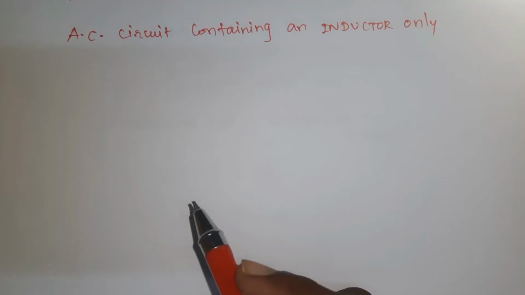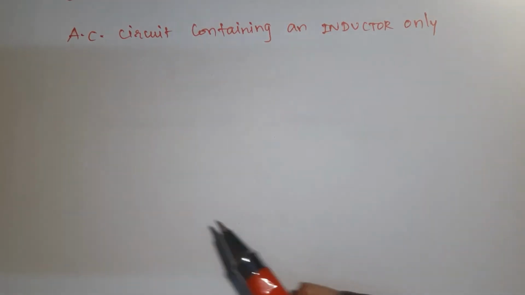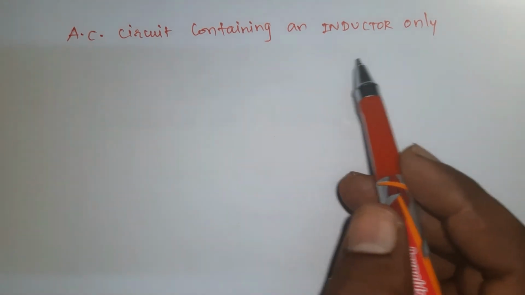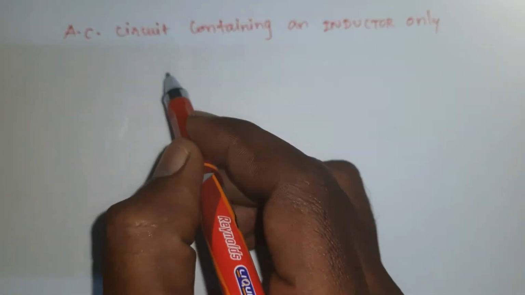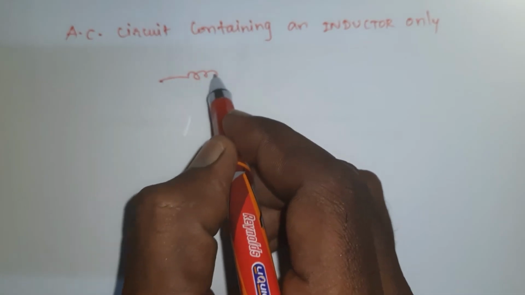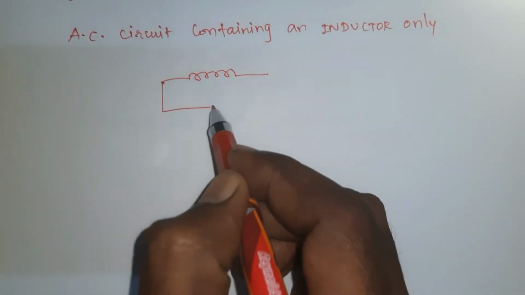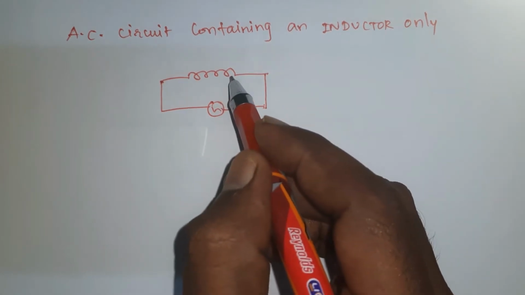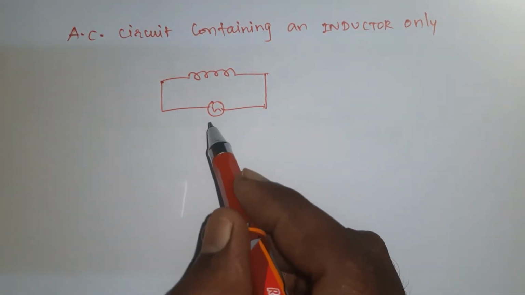In this video, we'll learn the phase relationship between current and voltage when an AC circuit is connected to the inductor. The symbol of inductor, this is the AC voltage source. So this pure inductor is connected to the AC circuit.